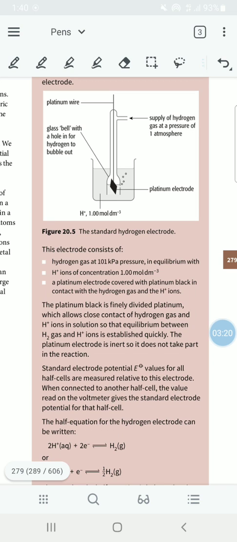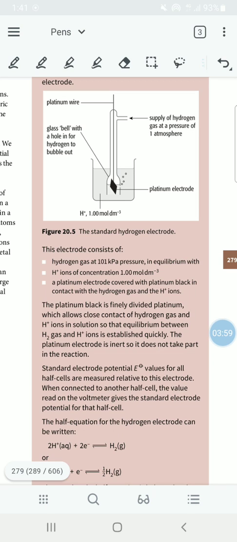Then the platinum electrode is covered with platinum black, and it is in contact with both the H plus ions as well as the hydrogen gas. So that is the most important point here, because there should be an equilibrium existing between H plus and hydrogen gas, and to facilitate that you have the platinum electrode in contact with both of them, the H plus and the hydrogen gas. The platinum black is finely divided platinum, which allows close contact of hydrogen gas and H plus ions in solution, so that equilibrium between H2 gas and H plus ions is established quickly.